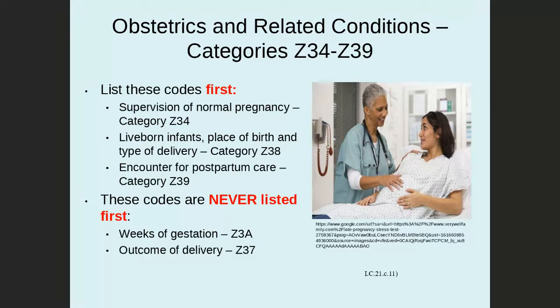Live-born infant's place of birth and type of delivery, Z38, that's always listed first. Encounter for postpartum care, always listed first, Z39. On the other hand, these codes are never listed first. Weeks of gestation and outcome of delivery. So it's going to be something else. And particularly in weeks of gestation, she's there for this reason. She may be supervision of pregnancy, and then as an additional code, they note weeks of gestation for the patient.